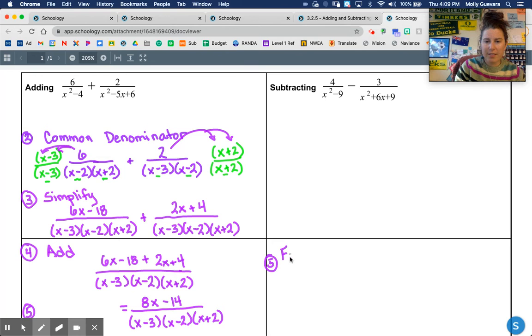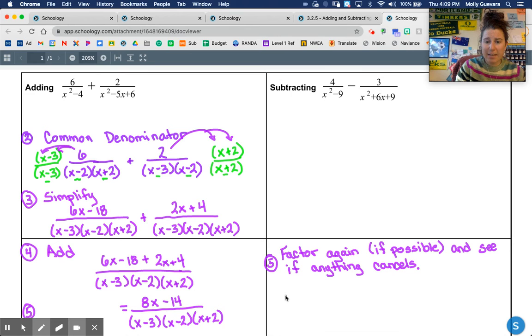So step 5 says factor again. If possible. If it's not possible, that's okay. Sometimes it is, sometimes it isn't. And see if anything cancels.